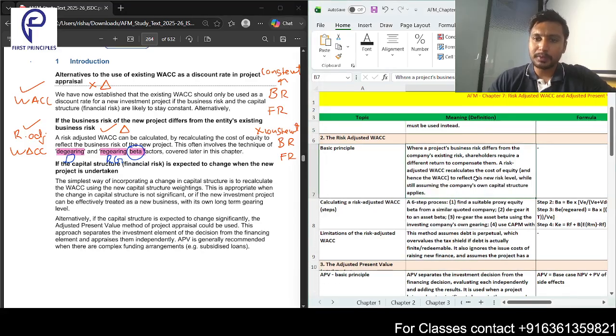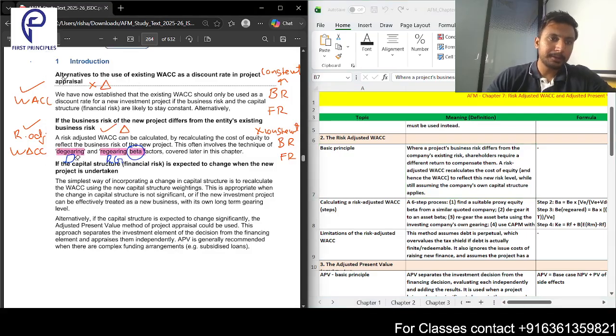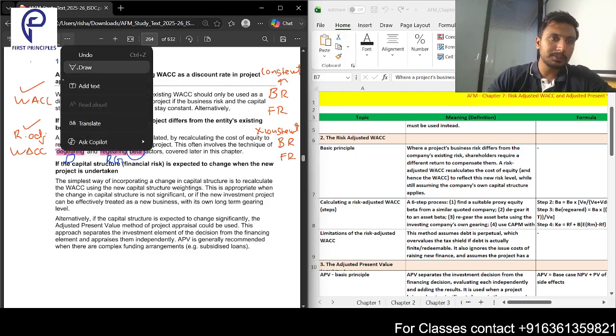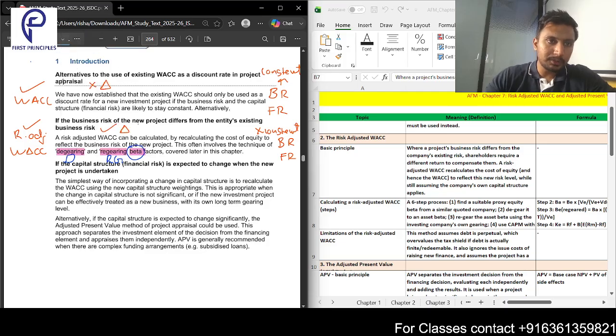Where a business risk differs from the company's existing risk, shareholders require a different return to compensate, because the risk has changed. So the risk-adjusted WACC recalculates the cost of equity to reflect the new level of risk, while still using the company's own capital structure. What we really change is the cost of equity, the KE, by de-gearing and re-gearing.